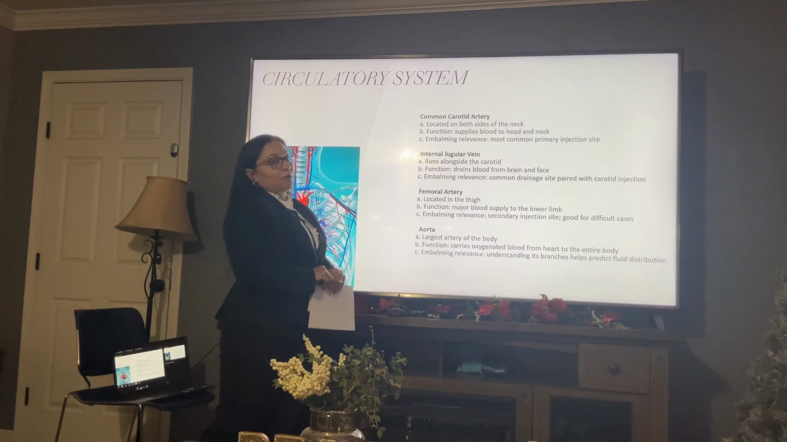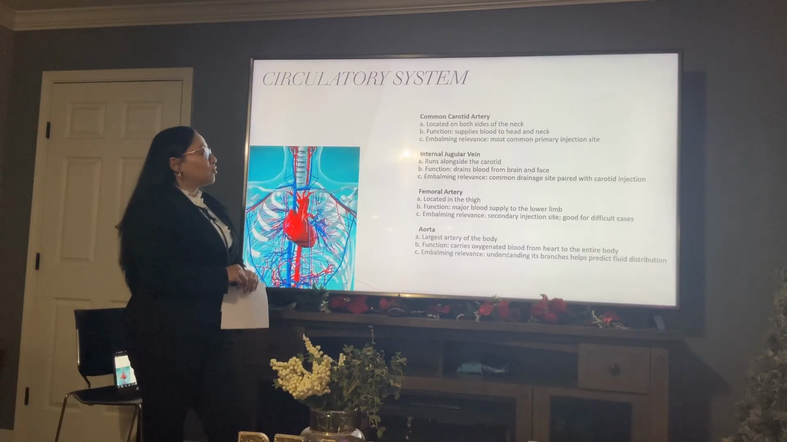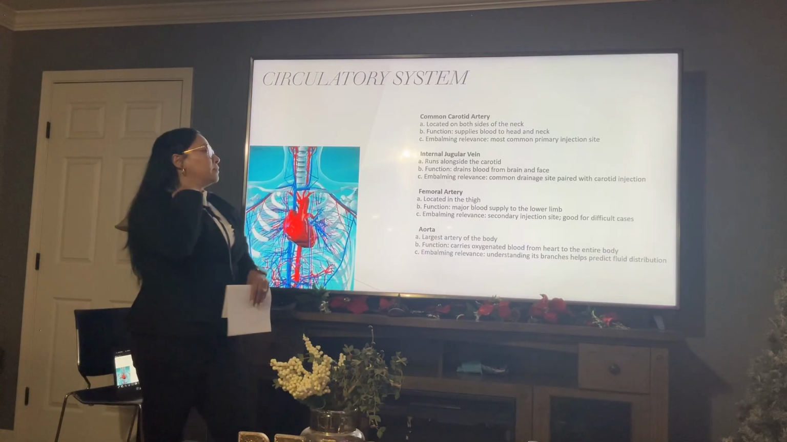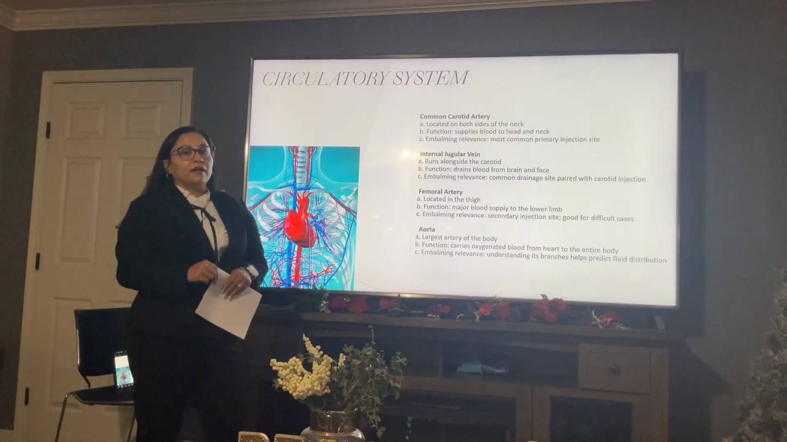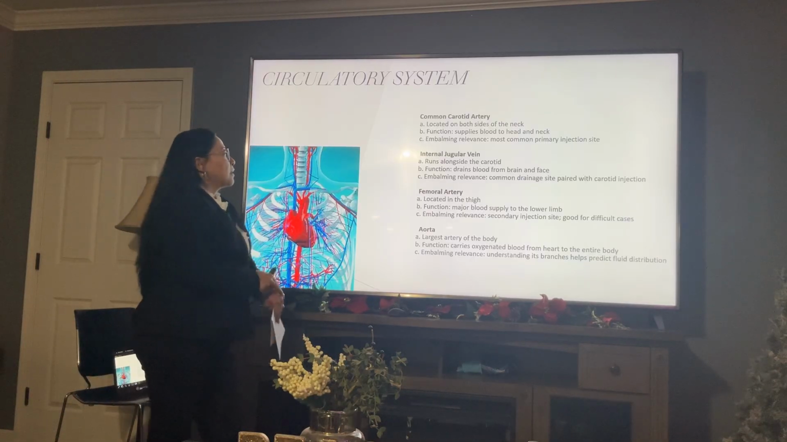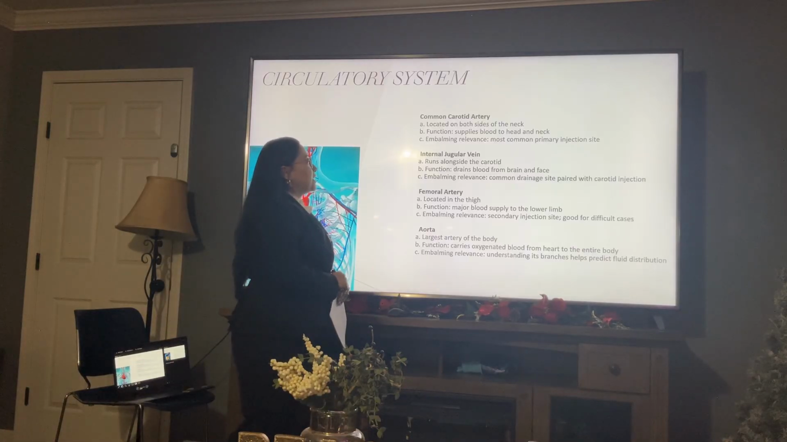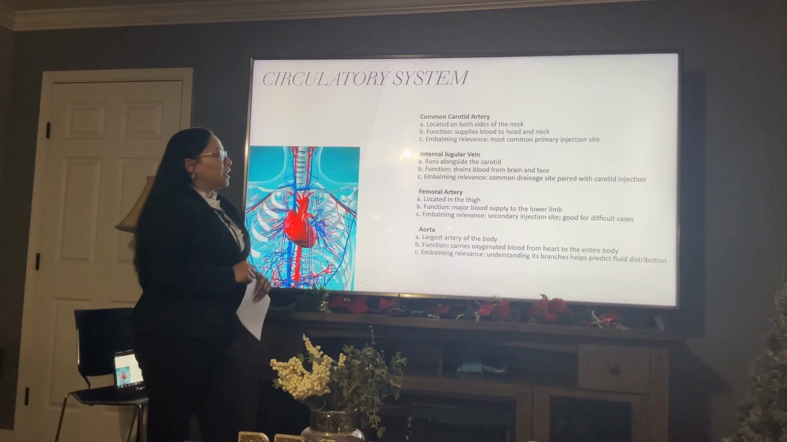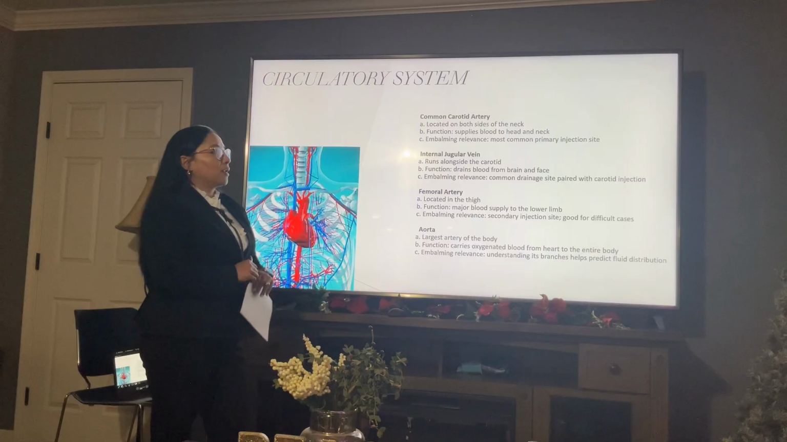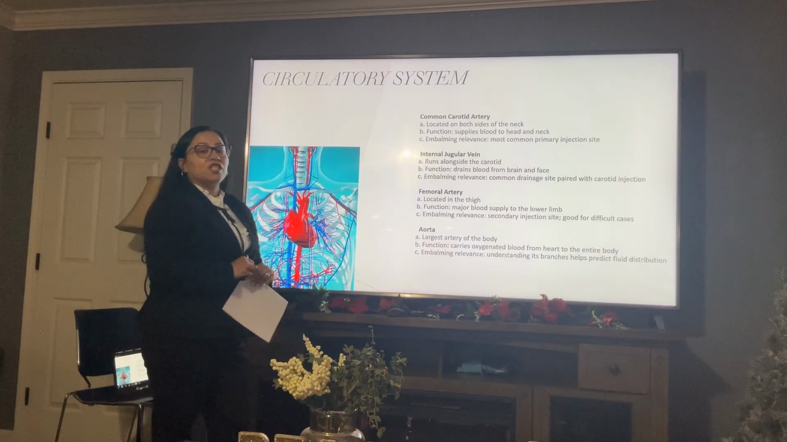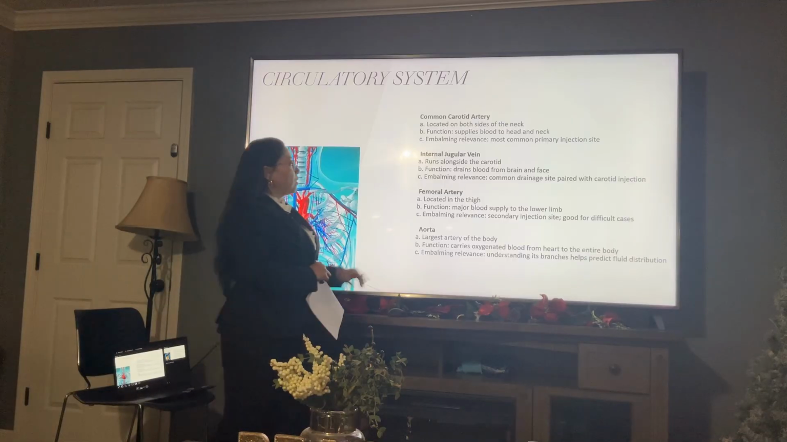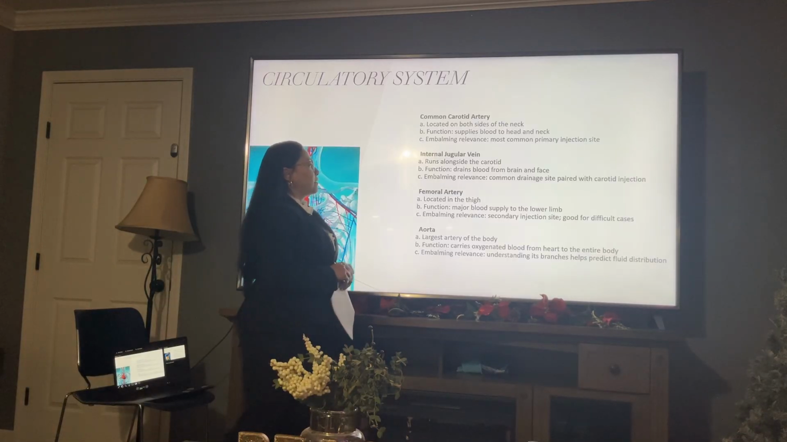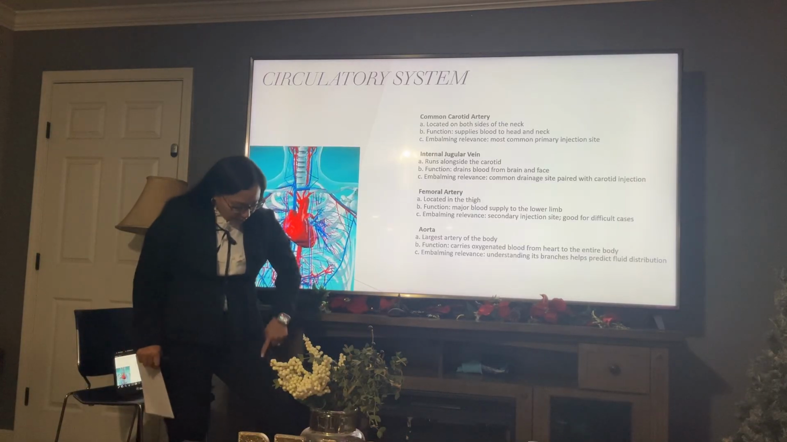So the next structure I will be addressing is the internal jugular vein, and it runs alongside the carotid. The function is it drains blood from the brain and the face. Embalming relevance is common drainage site paired with the carotid injection. The next structure is the femoral artery, located in the high thigh.